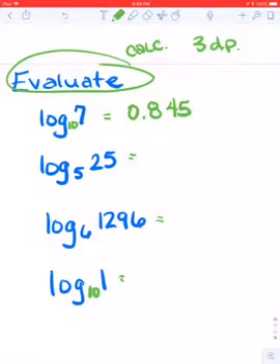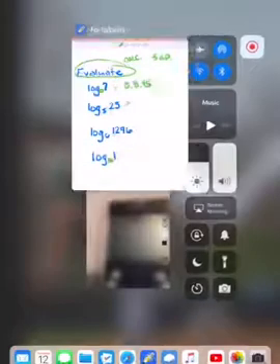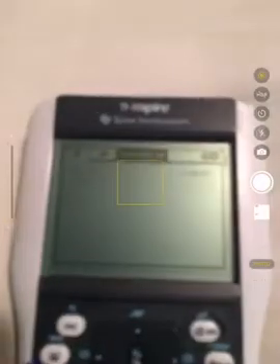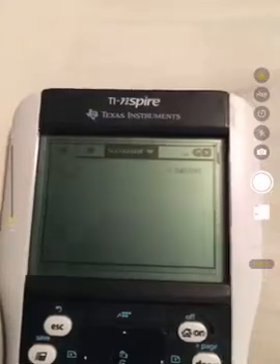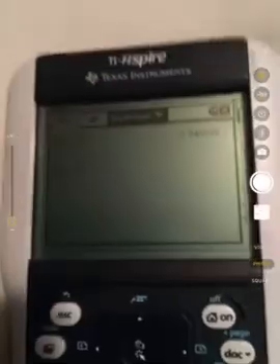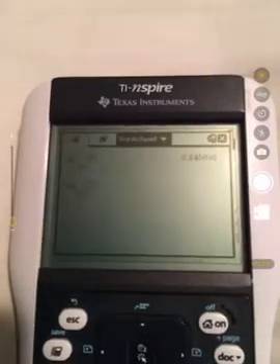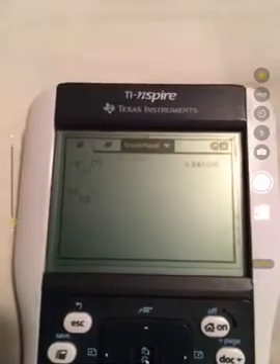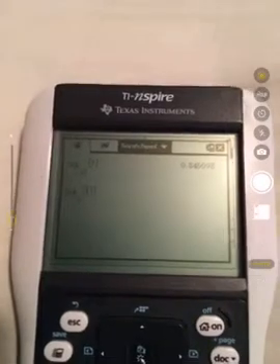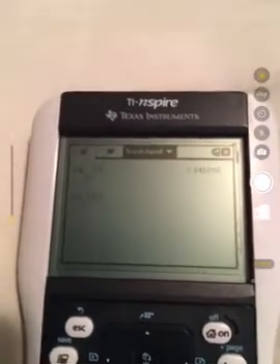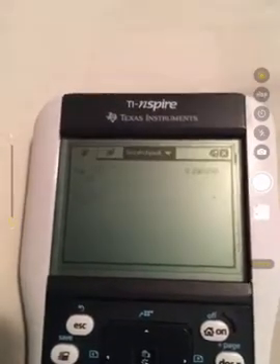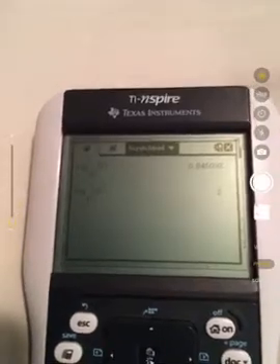Okay, let's try the next one. Log base 5 of 25. So log, now this time I have a base, so I've got to put that 5 in there. Then I'm going to move over and put the 25 in. So in this one, that's 2.